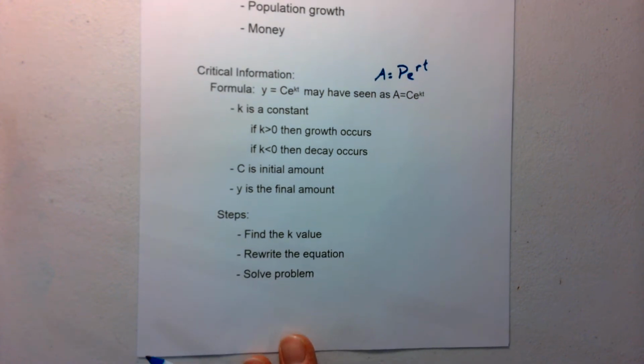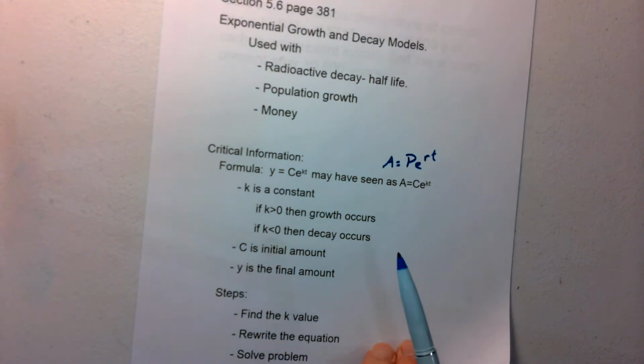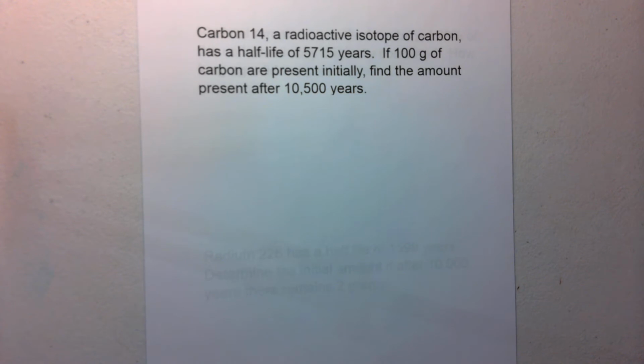So things that you're going to have to do, if you like steps, we're going to find the k value first. We're going to rewrite the equation and we're going to solve the problem. So most of these are going to be two-step problems. The first step is going to be finding that k value. So here's what we saw last year and in subsequent years there, or previous years.